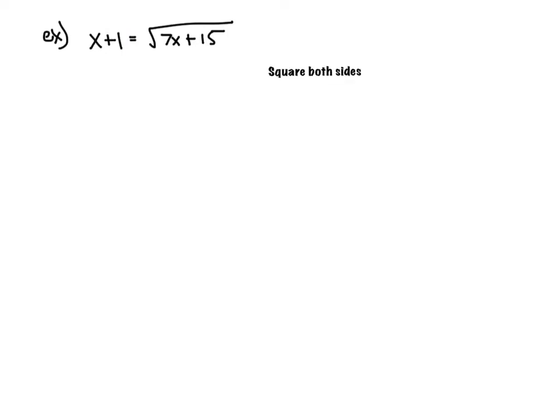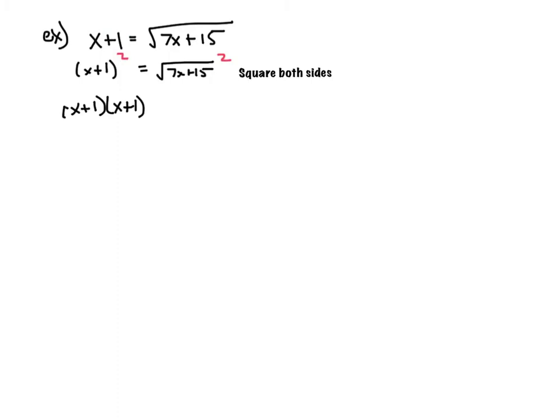So we have the quantity x plus 1 squared equals the square root of 7x plus 15 squared. Now, to square x plus 1, you have to write it out twice to FOIL. So we have x plus 1 times x plus 1 equals 7x plus 15.